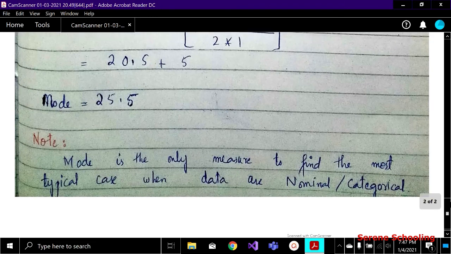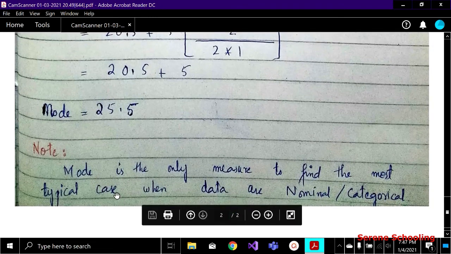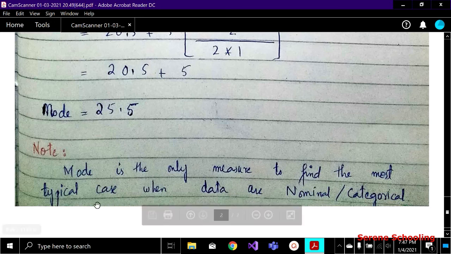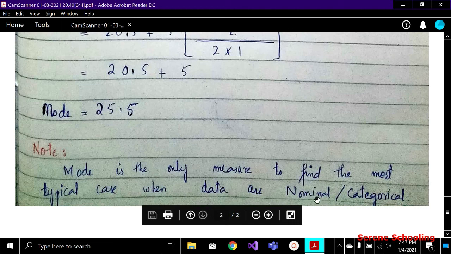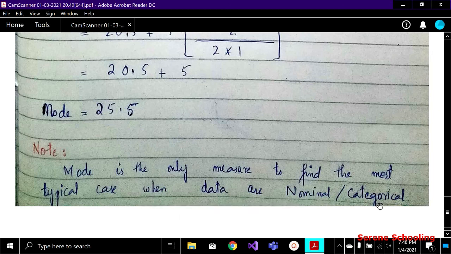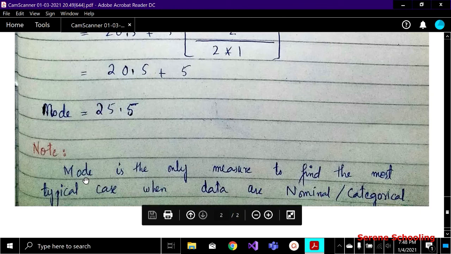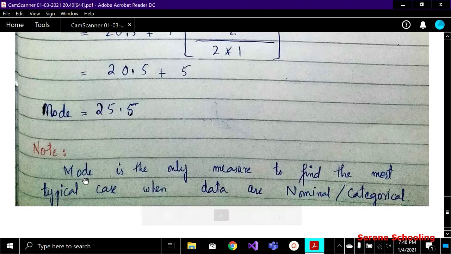And one important note about the mode is that mode is the only measure of central tendency to find the most typical case when the data are nominal or categorical. It means when no math is involved, when there are only categorical or alphabetical qualitative data, then for finding the most typical case, or which value occurs the most, the only measure is the mode. The median and the mean, etc., are not applicable to categorical data. Okay, this was an important point.